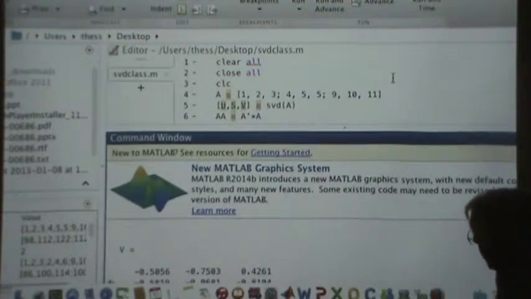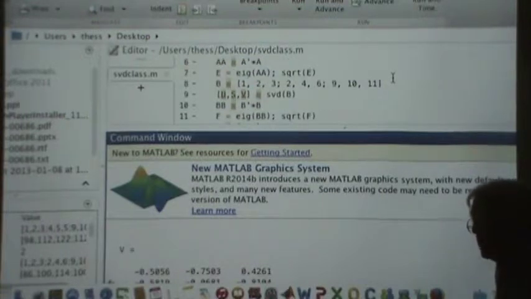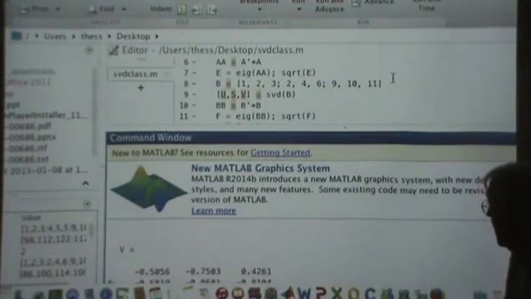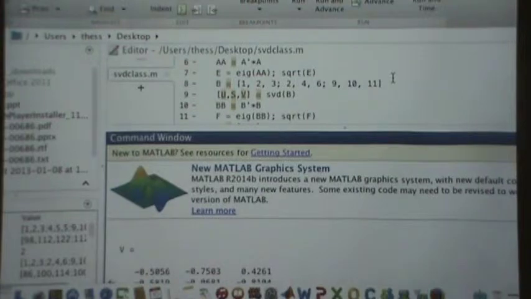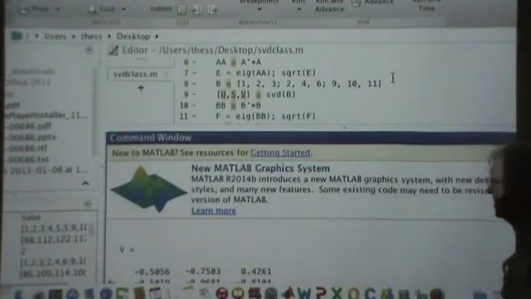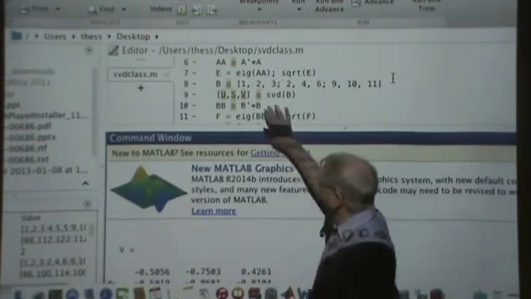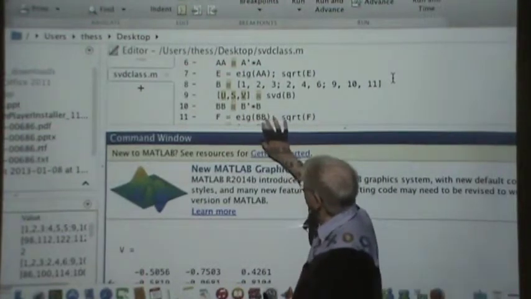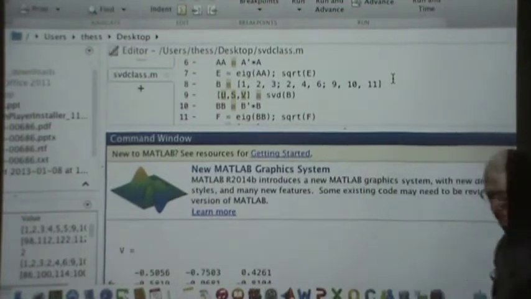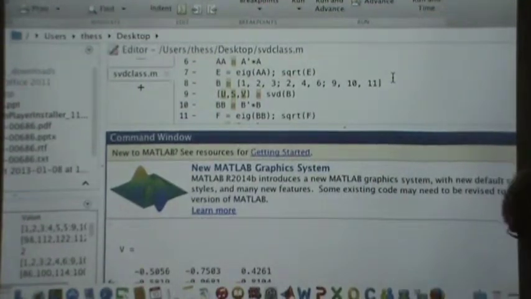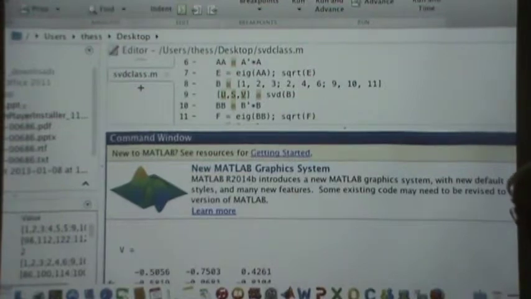Okay. So now, that was for matrix A. Now, next I defined a matrix B that was similar, a little different, and I said USB is SVD of B, BB is B dagger B, F is the eigenvalues of B dagger B, and then the square root. And when that runs, then we see.